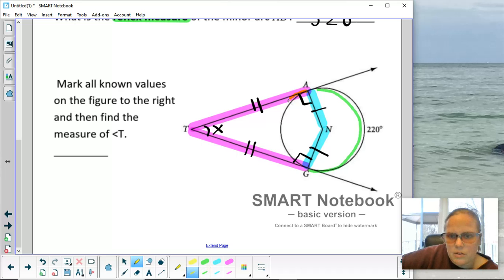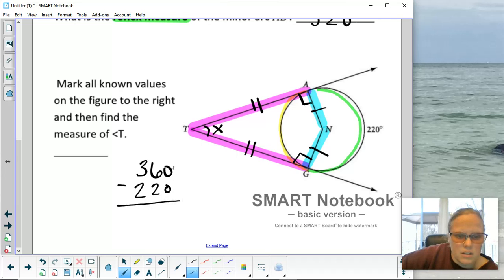We can use that information to find the intercepted arc. So I'm going to start with a full circle of 360. Subtract off the 220. 0 minus 0 is 0, 6 minus 2 is 4, 3 minus 2 is 1. So that means my intercepted arc is 140 degrees. Now the arc that is intercepted is also the same size as the central angle. So this angle is also 140 degrees.